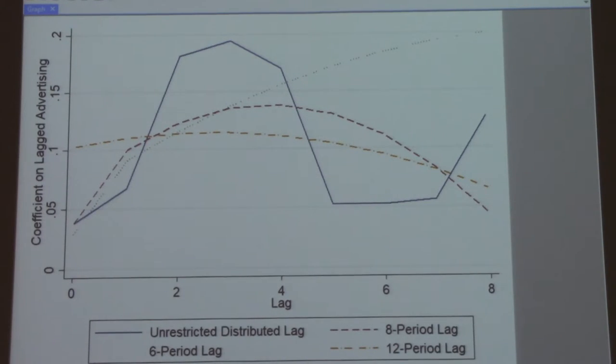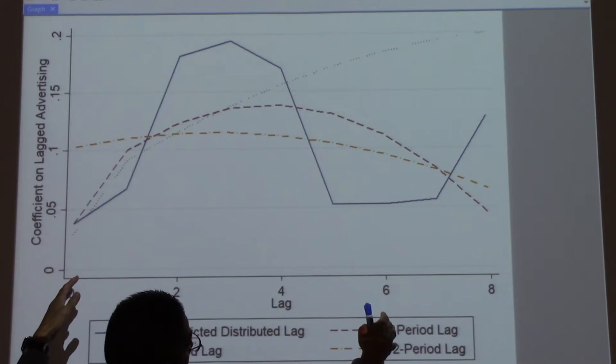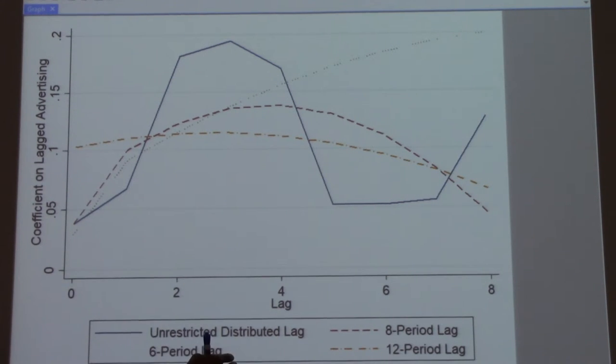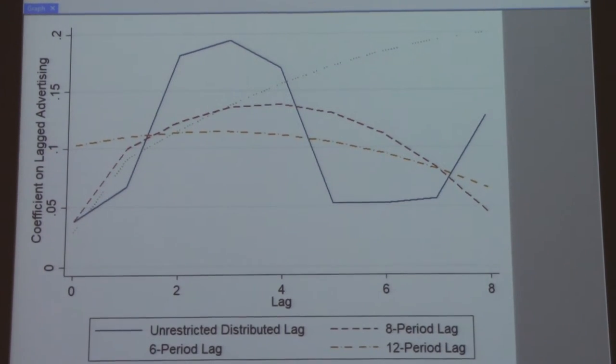So the unrestricted lag, the 8 period lag, which we ended up using, the 6 period lag, which peaks at 8 and doesn't start going down until after that, and the 12 period lag, which does extend the life of the advertising effect, right? So with the 8 period lag, we know it's going to die at about 8 periods. With the 6 period lag, it's not going to die out for 16 periods. And with the 12 period lag, it went till about 10 periods.